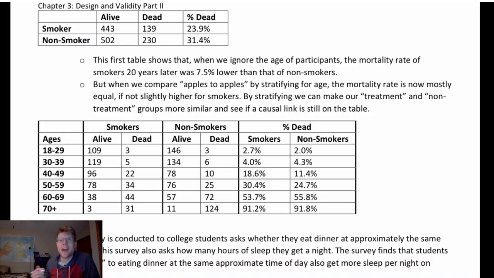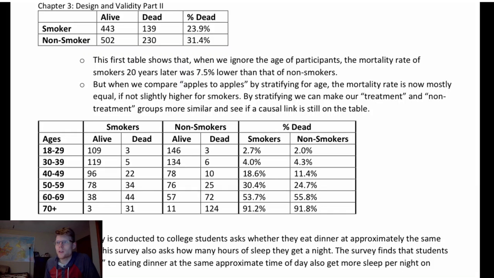So if I do this apples to apples comparison of smokers versus non-smokers in the same age bracket, what do I find? Sure enough, there's a higher percentage of smokers dying compared to non-smokers in almost every age bracket. There are some small exceptions. Once we get to the 70 plus group, smoking seemed to matter very little in terms of percent dead. Even the 60 to 69 group is actually the non-smokers that had the slightly higher mortality rate.